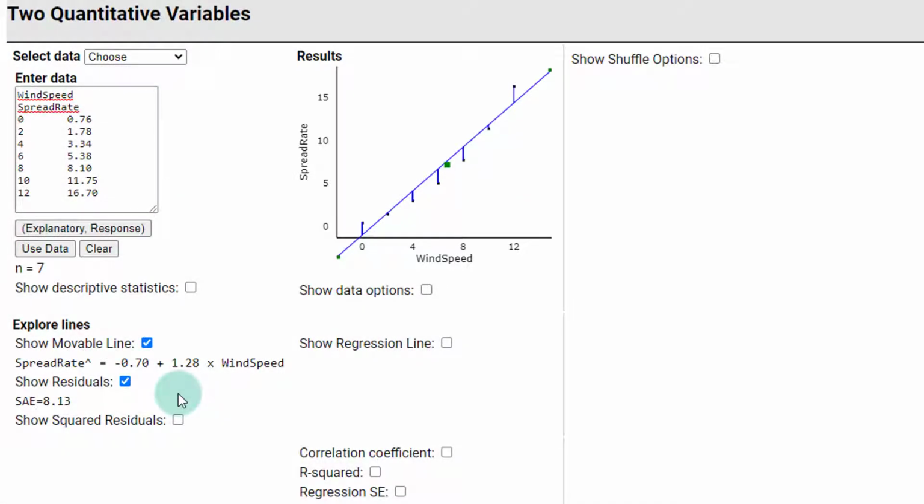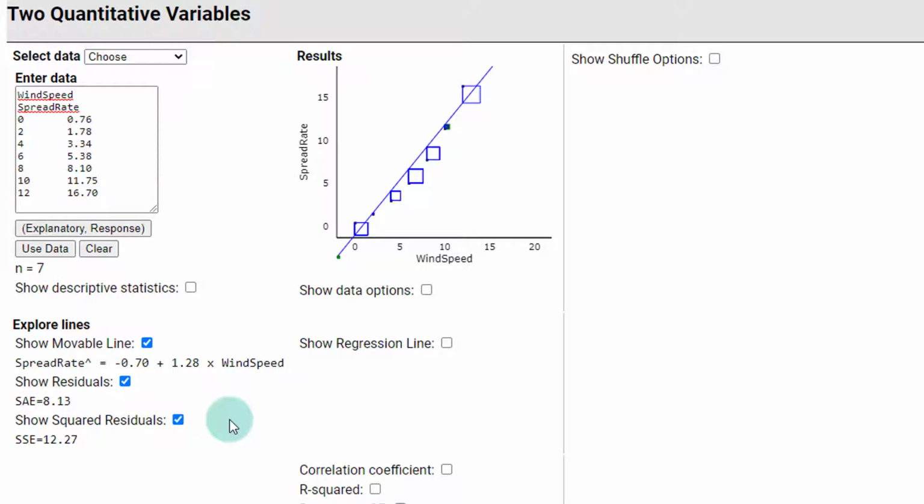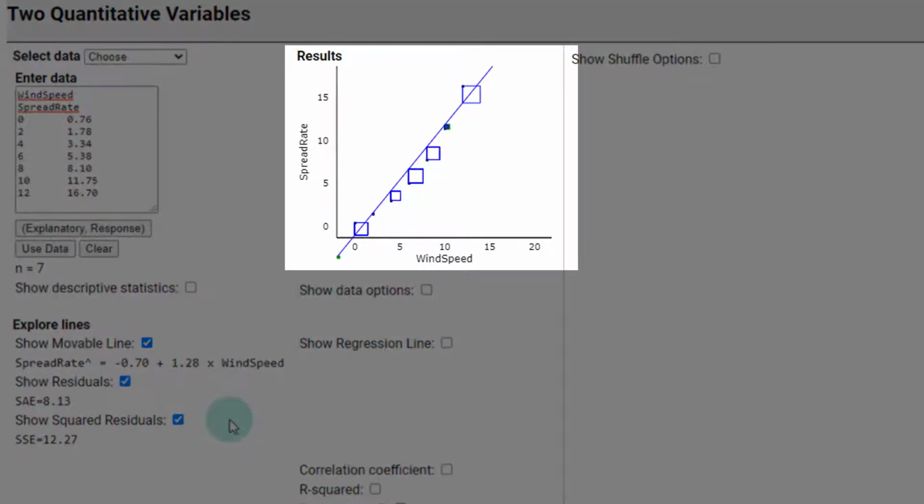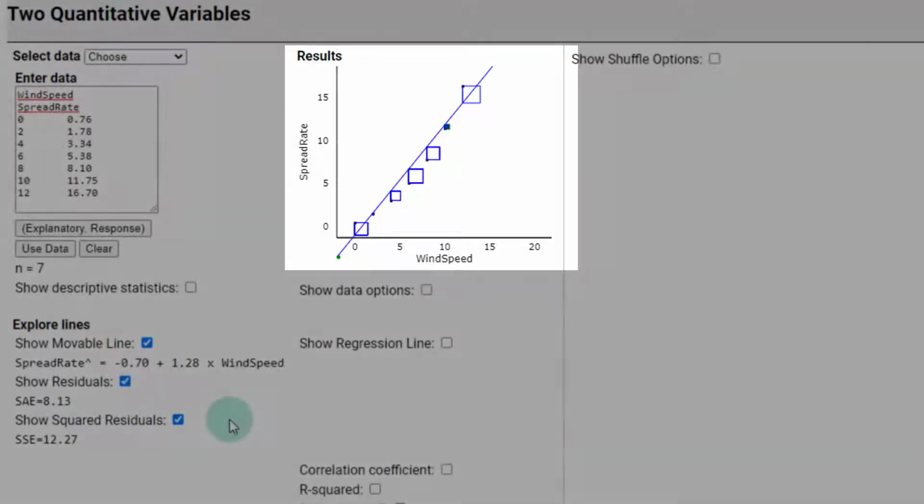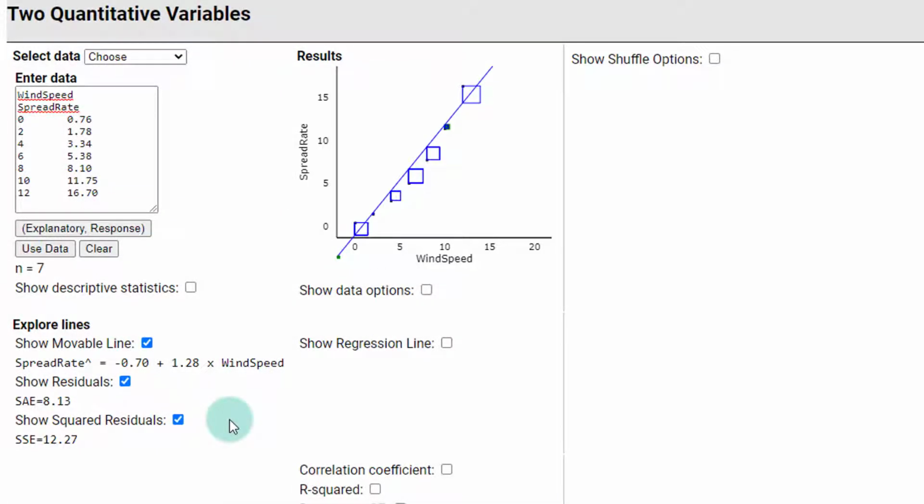Questions 5 through 7 introduce the sum of squared residuals. Students click on the Show Squared Residuals box and consider how the area of the squares that are shown represent the values of the squared residuals. They can now see the value of the sum of squared residuals, labeled SSE for sum of squared error, for their line. The final questions in this part of the activity introduce the definition of least squares regression line.